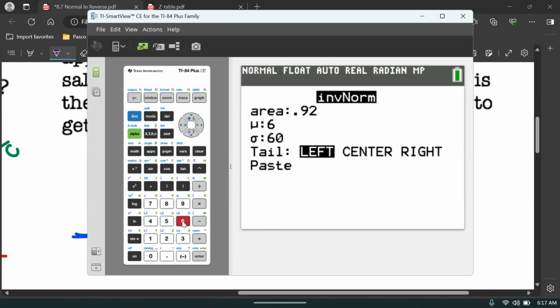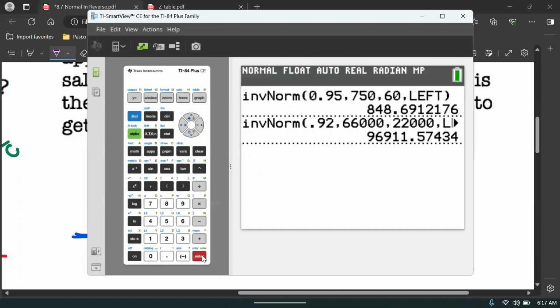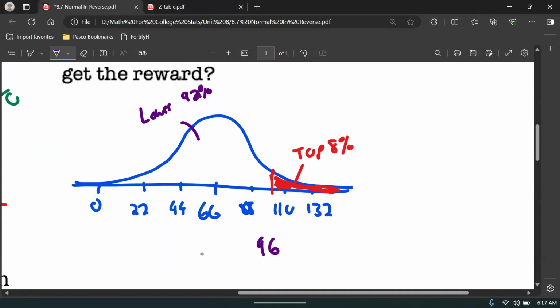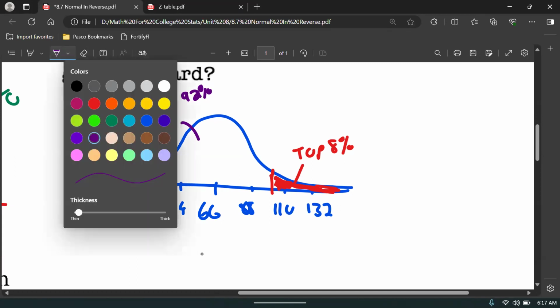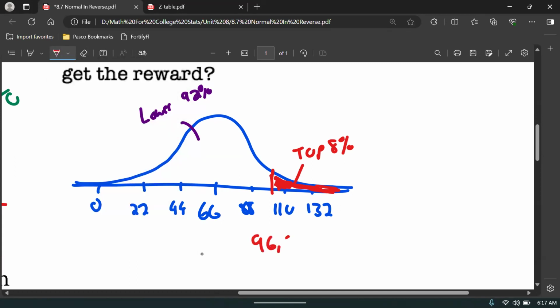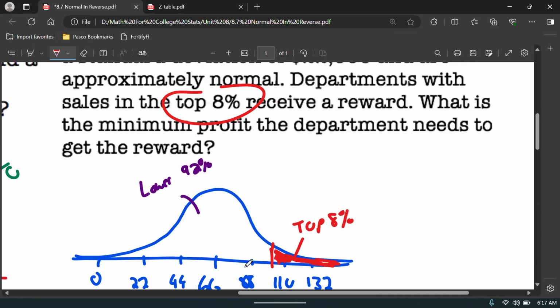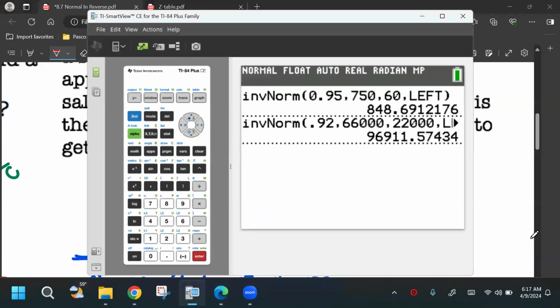Mean was 66,000. Standard deviation was 22,000. And then again, because all your calculators default to the left, we're going to leave it as left and solve it. So we get 96,911, basically. So 96,000. If you did include the change, it would be 57 cents.